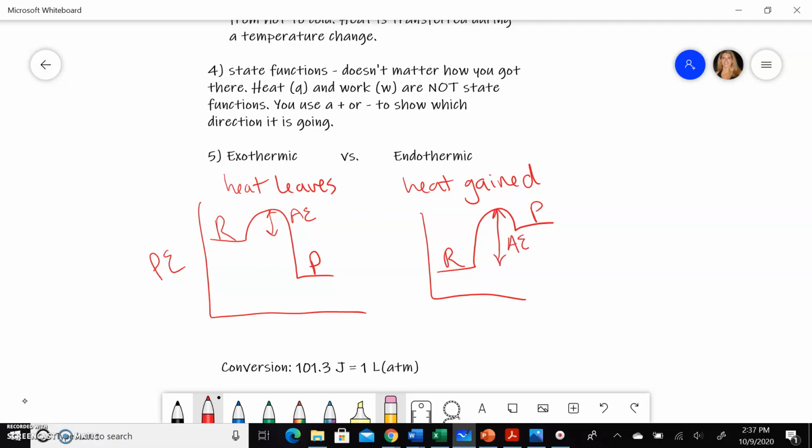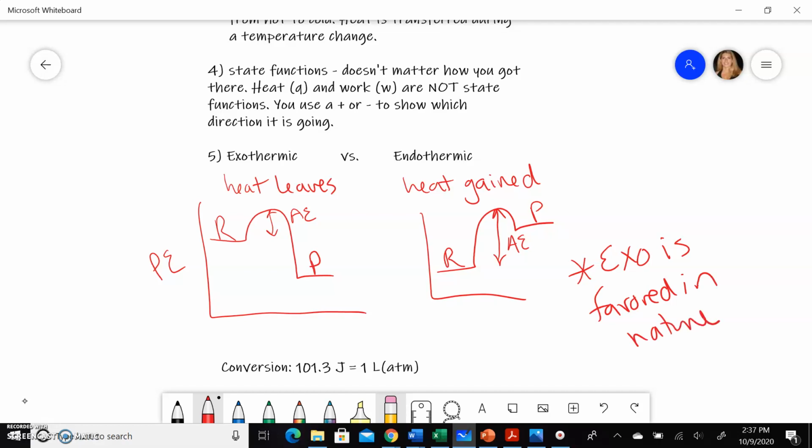So in general, exothermic reactions have a lower activation energy. They still require a little bit of energy to get it started, but not nearly as much as endothermic. And so it's important to recognize that exothermic is favored in nature, which means it tends to happen more often in nature.